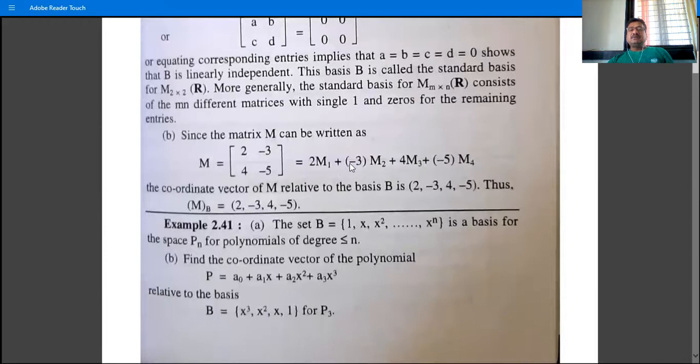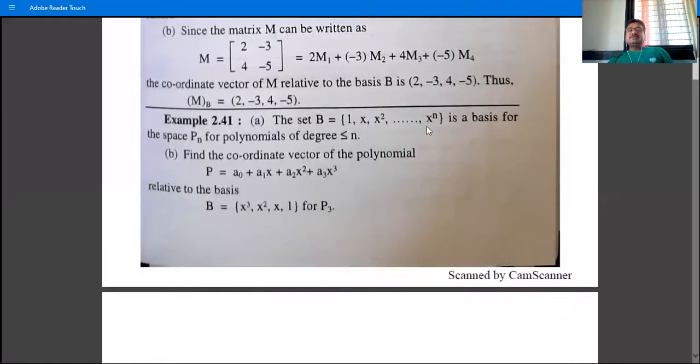2 into M1 plus minus 3 into M2 plus 4 into M3 minus 5 into M4, and therefore 2, minus 3, 4, minus 5 in round bracket is the coordinate vector of this vector M relative to the basis B. So this is the notation: write in round bracket M with B at the bottom, equals (2, minus 3, 4, minus 5).